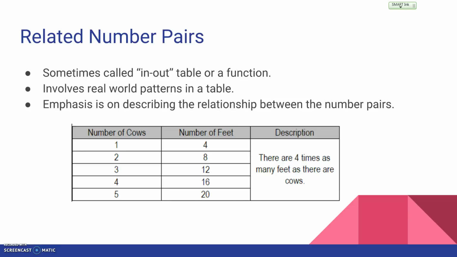Or they could describe it by saying, I take the number of cows and I multiply it times 4 to find the number of feet. Or I could take the number of cow feet I see and divide it by 4 to find out the number of cows. So they want to be able to put into words that relationship between the number of cows and the number of feet.